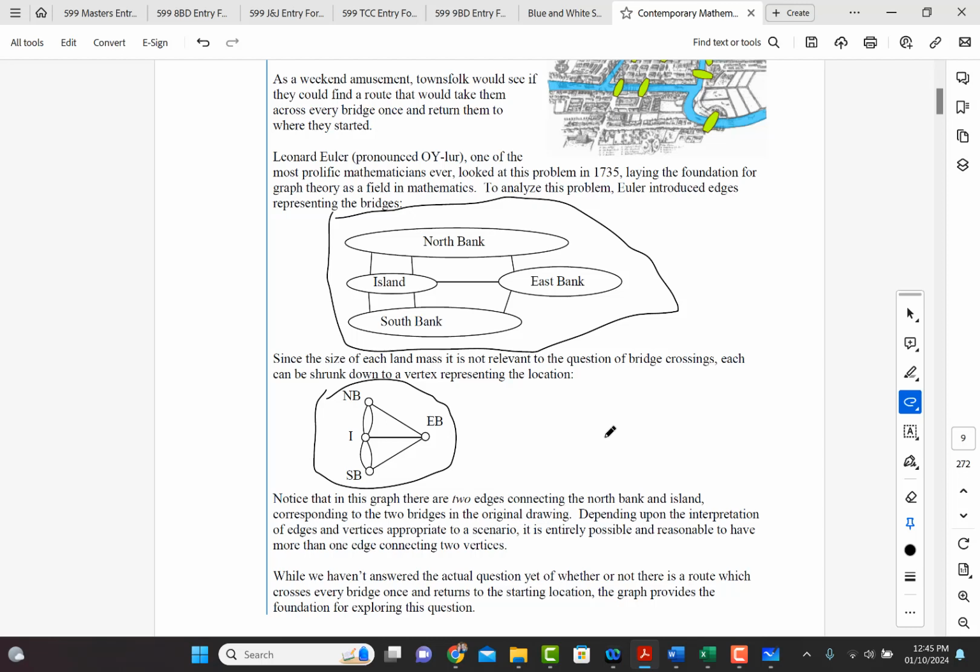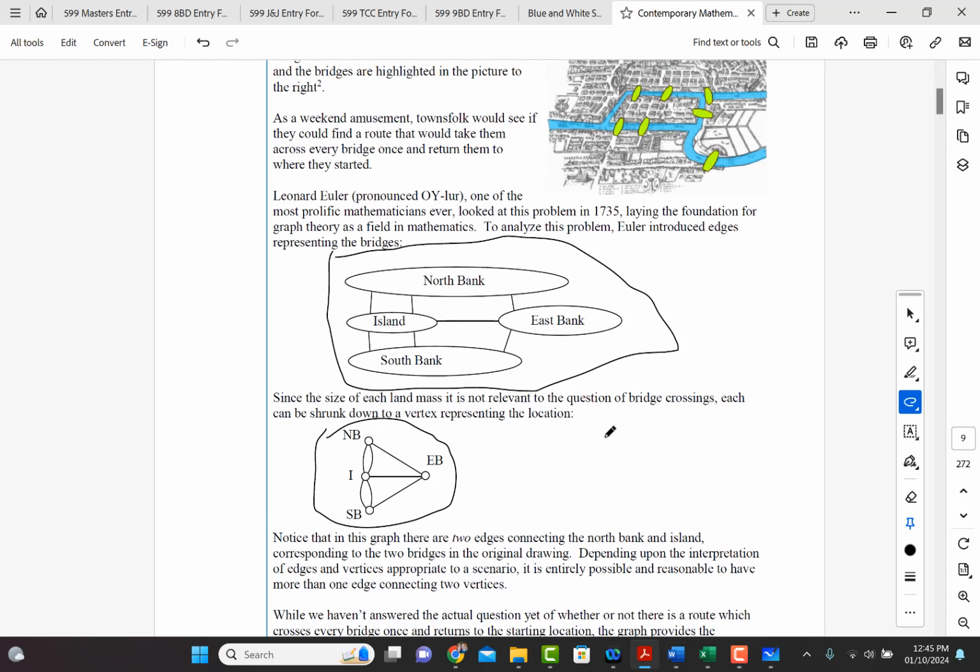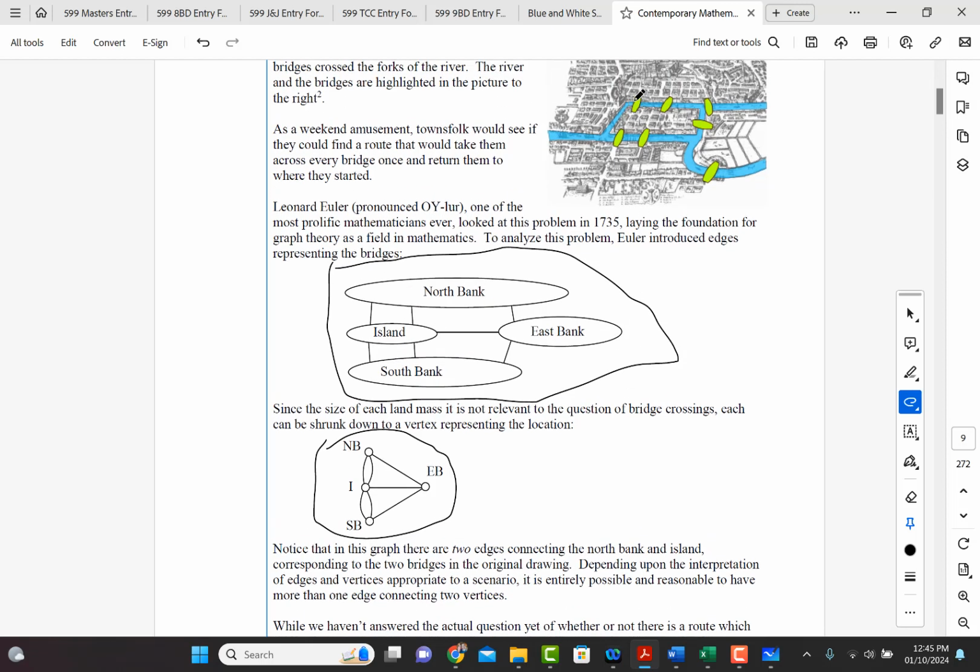Okay. Now notice that in this graph, there are 2 edges connecting the north bank and island, corresponding to the 2 bridges in the original drawing. So if you look at the original drawing here, right here. Okay, so these bridges up here in green are what we're representing. We're representing them as edges in the graph below.